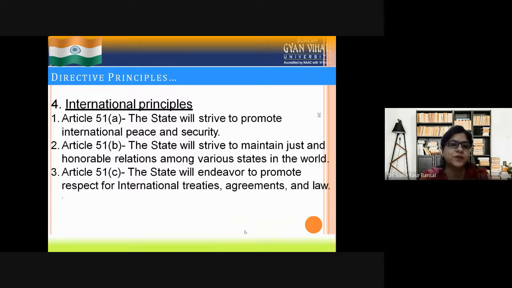Now, international principles. Article 51A, 51B, 51C are related to international principles. And according to Article 51A, the state will strive to promote international peace and security for the citizens. Then Article 51B is about the state will strive to maintain just and honorable relations among various states in the world. Article 51C is about the state will endeavor to promote respect for international treaties, agreements, and laws.